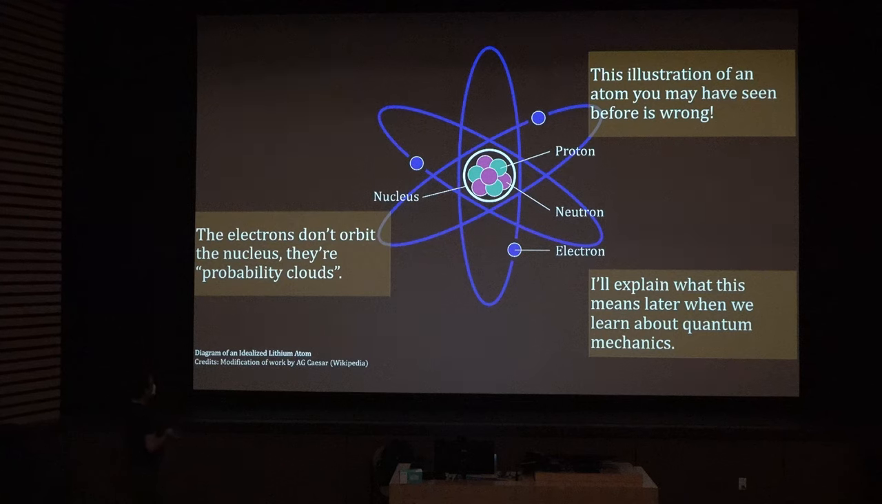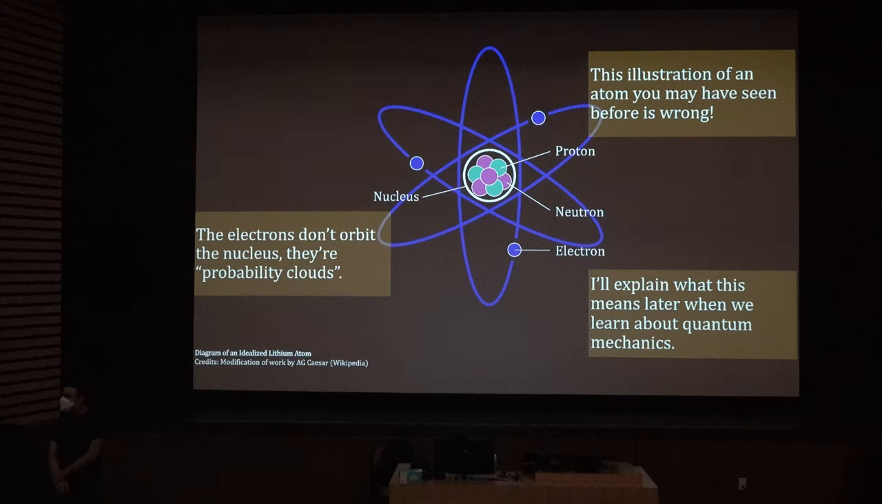But nowadays we know the electrons don't really orbit the nucleus, as this illustration suggests. They're just probability clouds. Like I showed you in the slide before, it's just kind of like a fuzzy cloud of electrons. And I'll explain what that means when we learn about quantum mechanics in a few lectures.